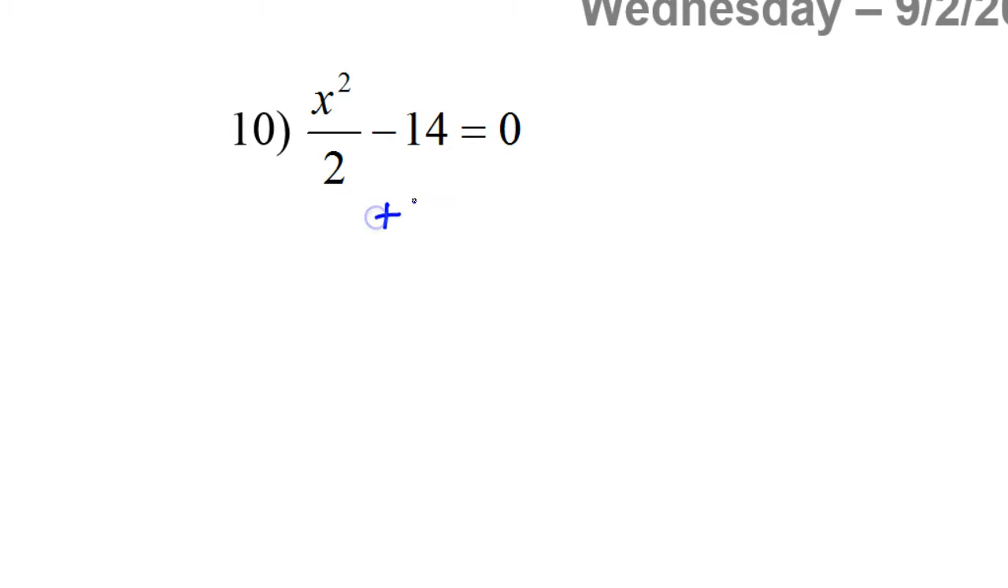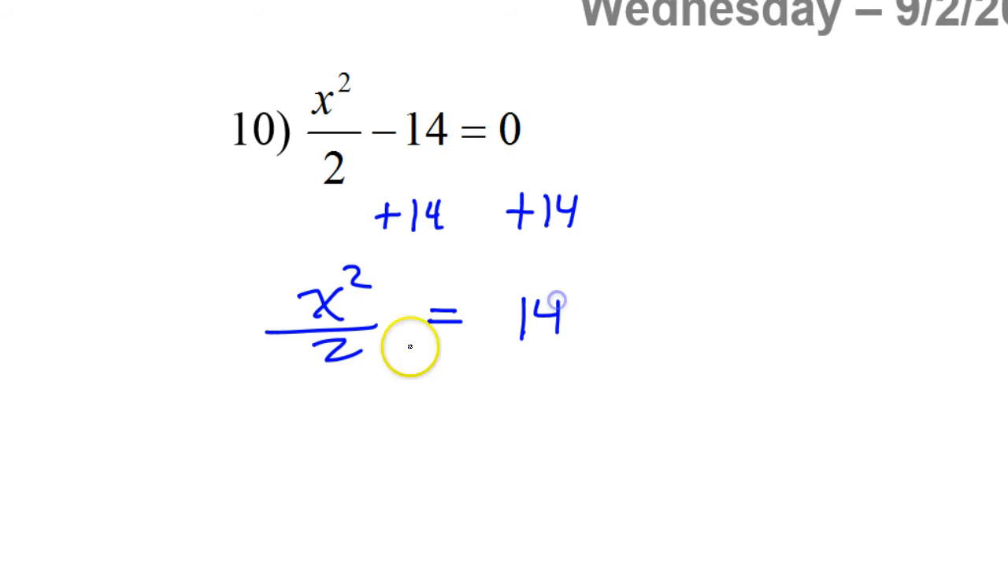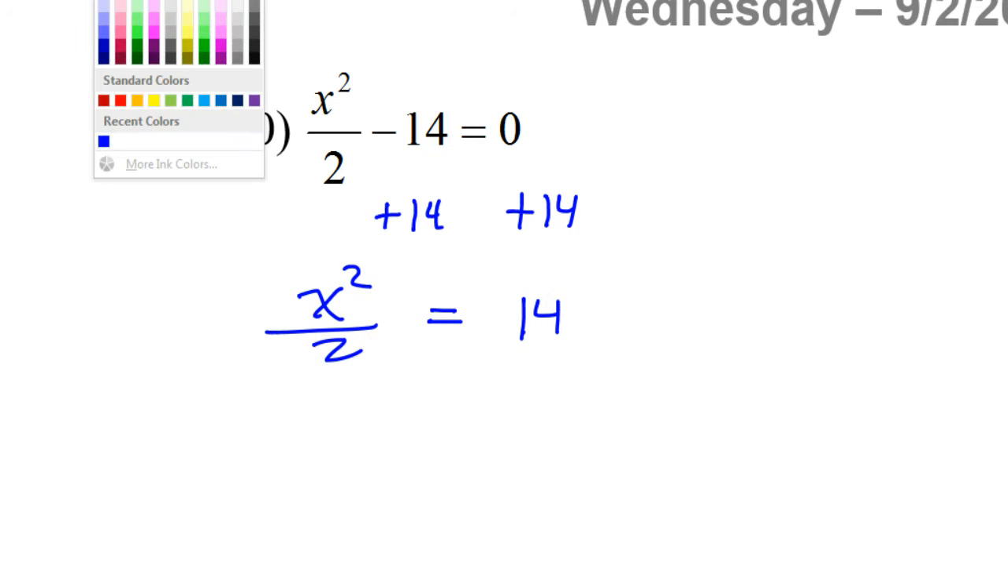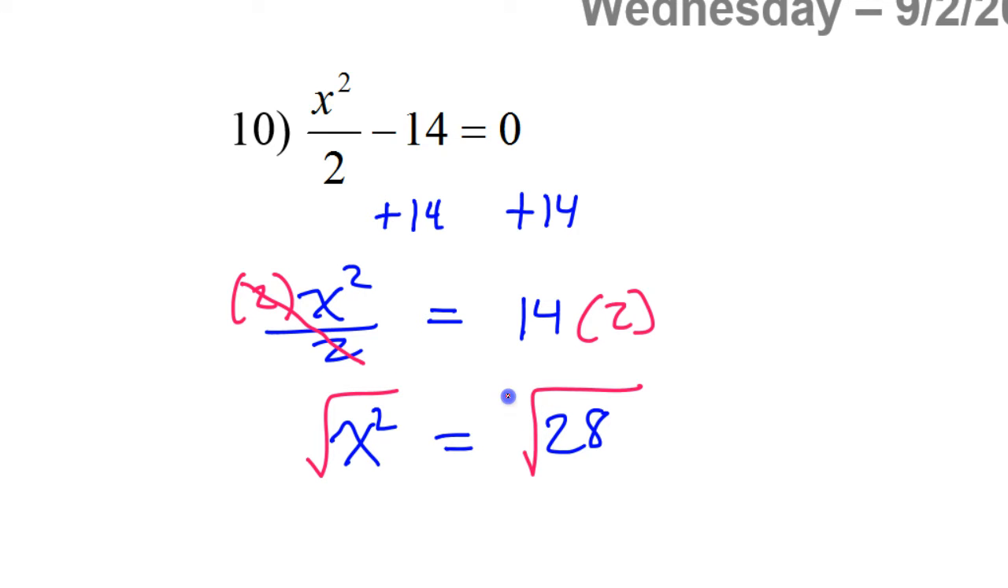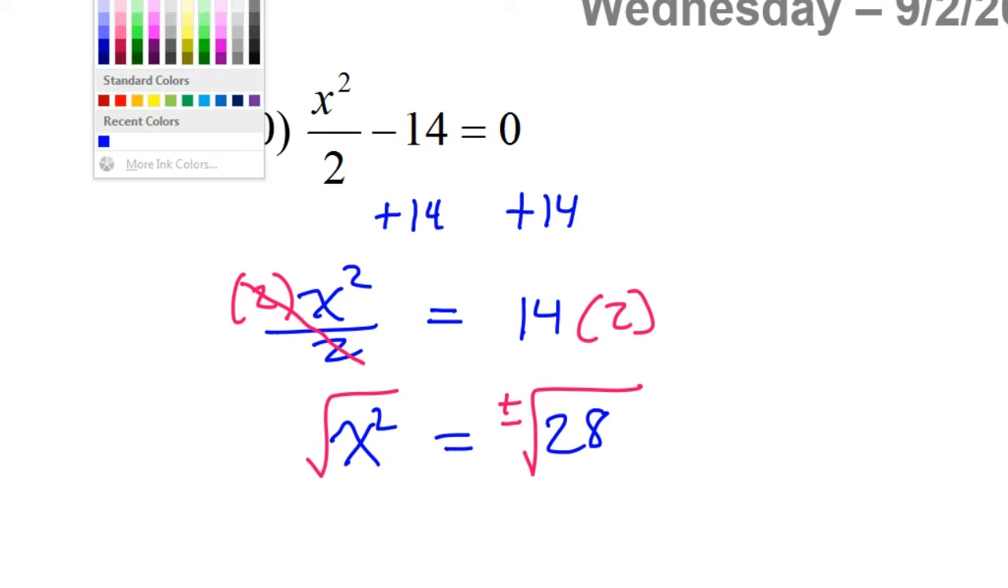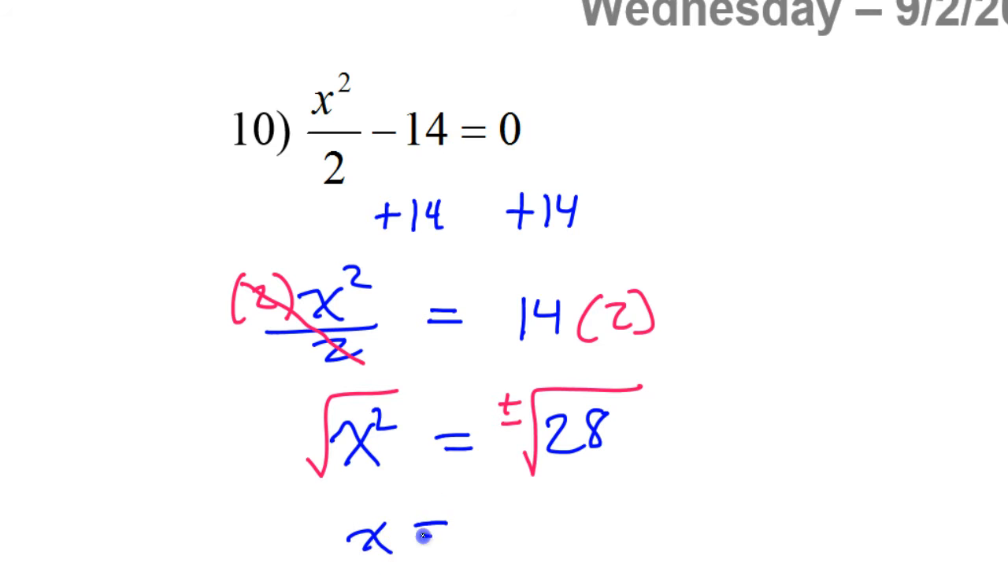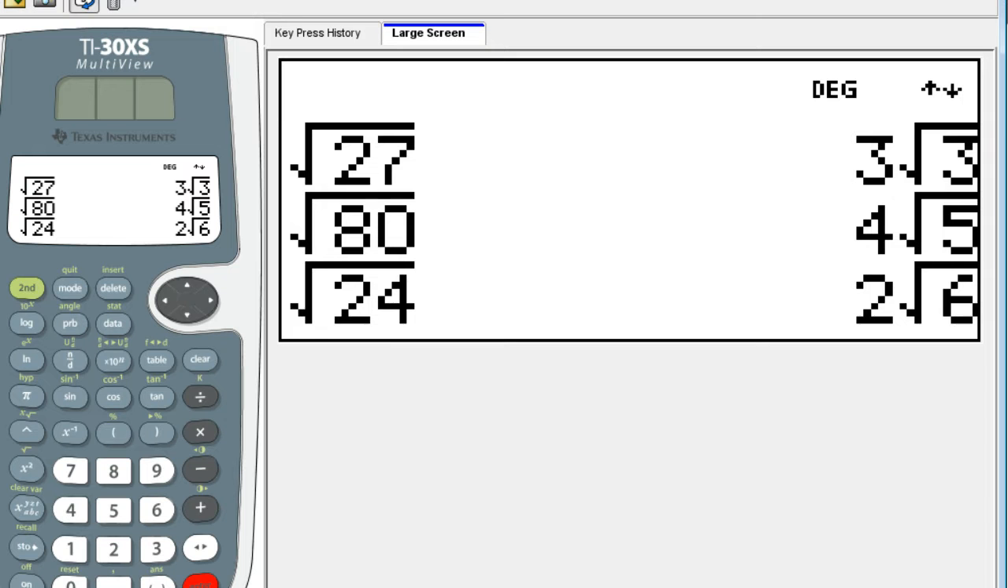Alright, so on number 10, we will add 14 to both sides. So that's going to give us x squared over 2 is equal to 14. To get rid of this 2, you should multiply both sides by 2. That way these will cancel out. That's going to give you x squared is equal to 28. When you take the square root of both sides, don't forget your plus or minus. Alright, that's going to give us plus or minus 2 radical 7.